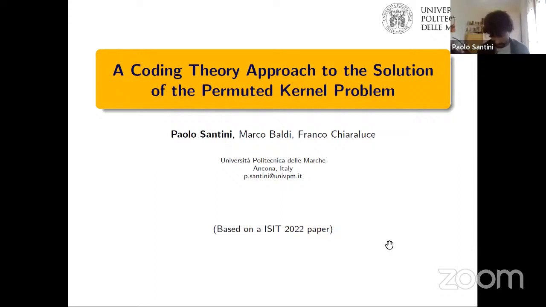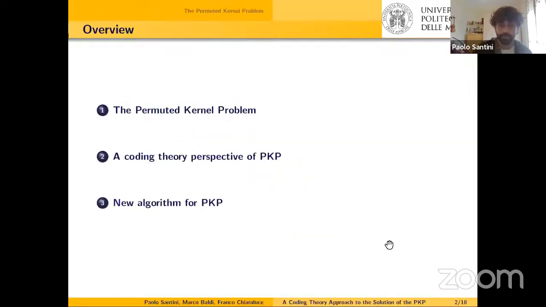Okay, thank you, Eduardo, for the introduction. So this talk is about a paper which is going to appear at the ISIT conference this year, and it is a joint work with Professors Baldi and Chiara Luce. And as you can guess from the title, the paper is about a new algorithm to solve the permuted kernel problem.